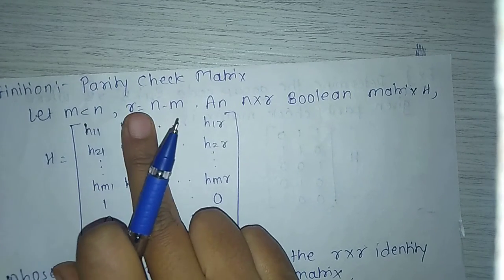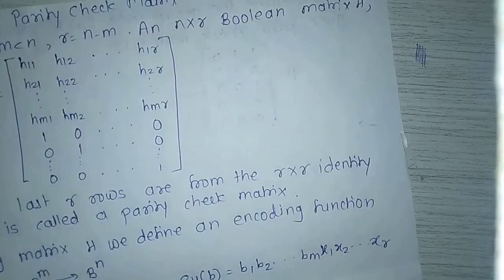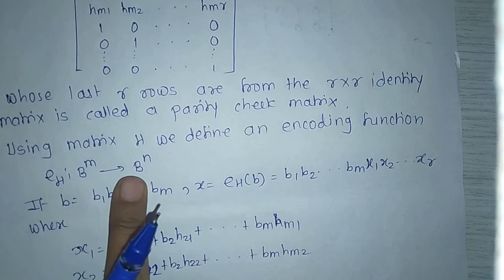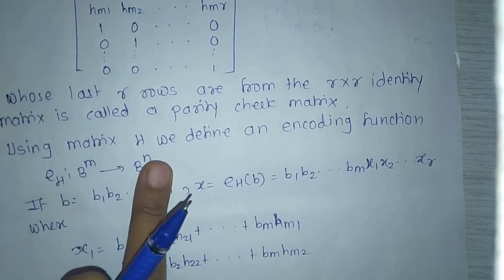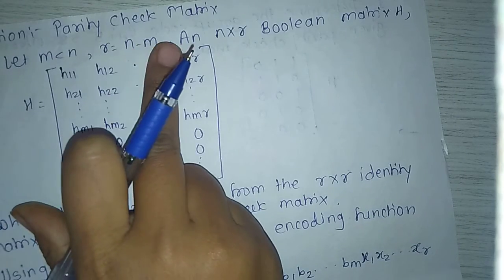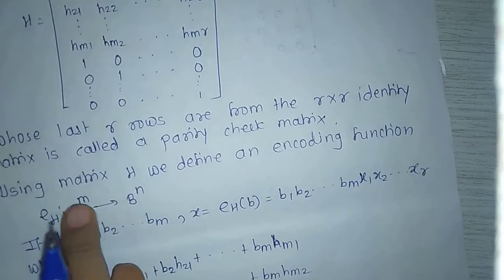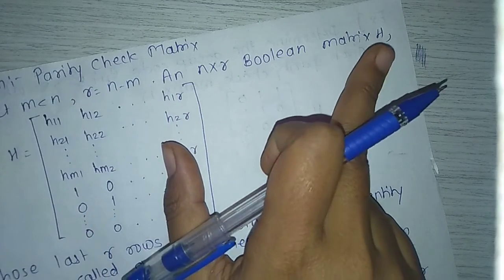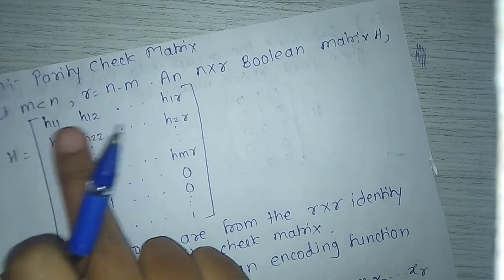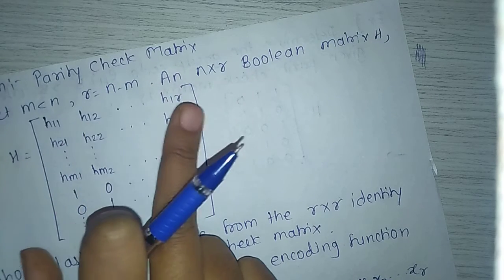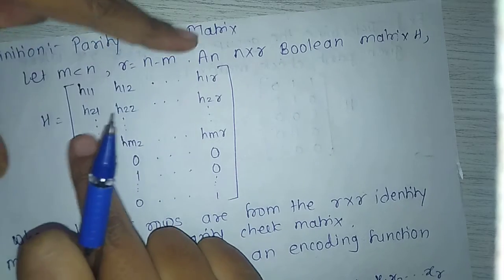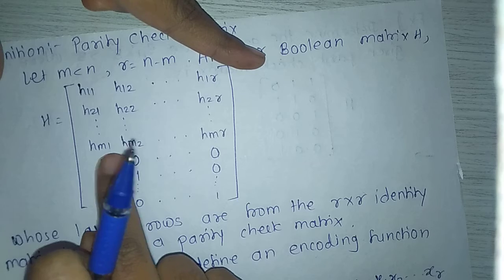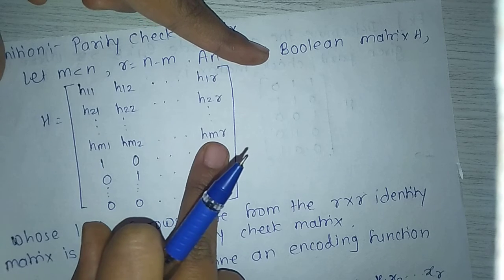Let M be less than N. Let E_H map B^M to B^N, where M is less than N, and R equal to N minus M. Take an M by R Boolean matrix H equal to H11, H12, and so on up to H1R, H21, H22 and so on up to H2R, and so on, HM1, HM2 and so on up to HMR.